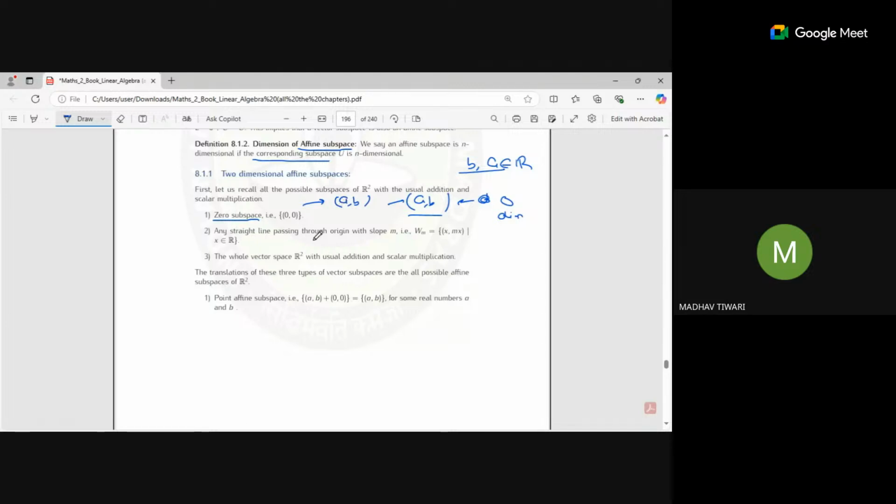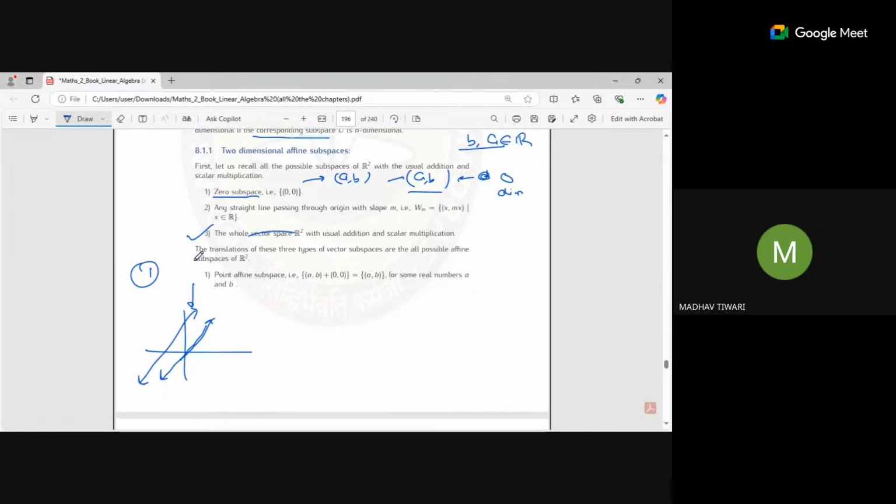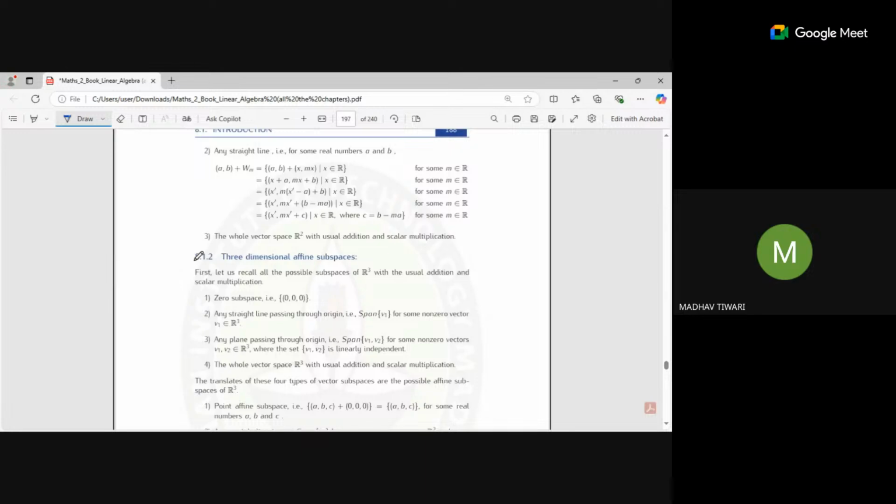Next is this one: any straight line, if you are considering it. If it is your straight line with some slope m, and I find its affine subspace, it will be of dimension 1 as well. Same for the other things. For a complete two-dimensional vector space, or a two-dimensional subspace you are taking, its affine subspace will have dimension 2. The same thing applies for the three-dimensional space.